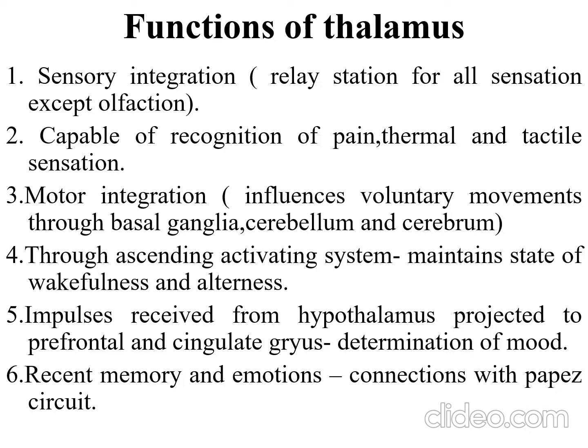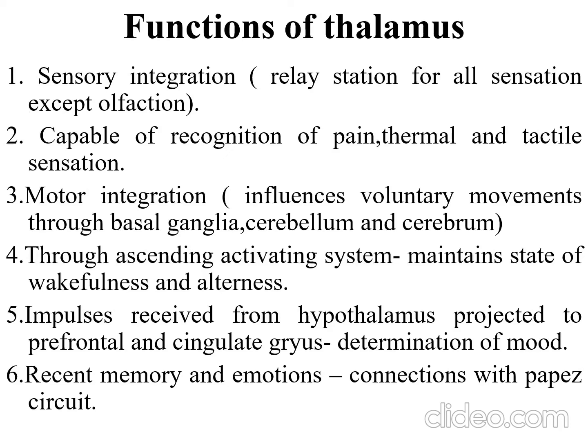The next is functions of thalamus. The thalamus acts as a relay station for all the sensations except olfaction. At the level of the thalamus, the pain, thermal and tactile sensations are recognized, and the thalamus also influences voluntary movement through the basal ganglia, cerebellum and cerebrum. And in connection with the ascending activating system, the thalamus plays an important role in maintaining the state of wakefulness and alertness.